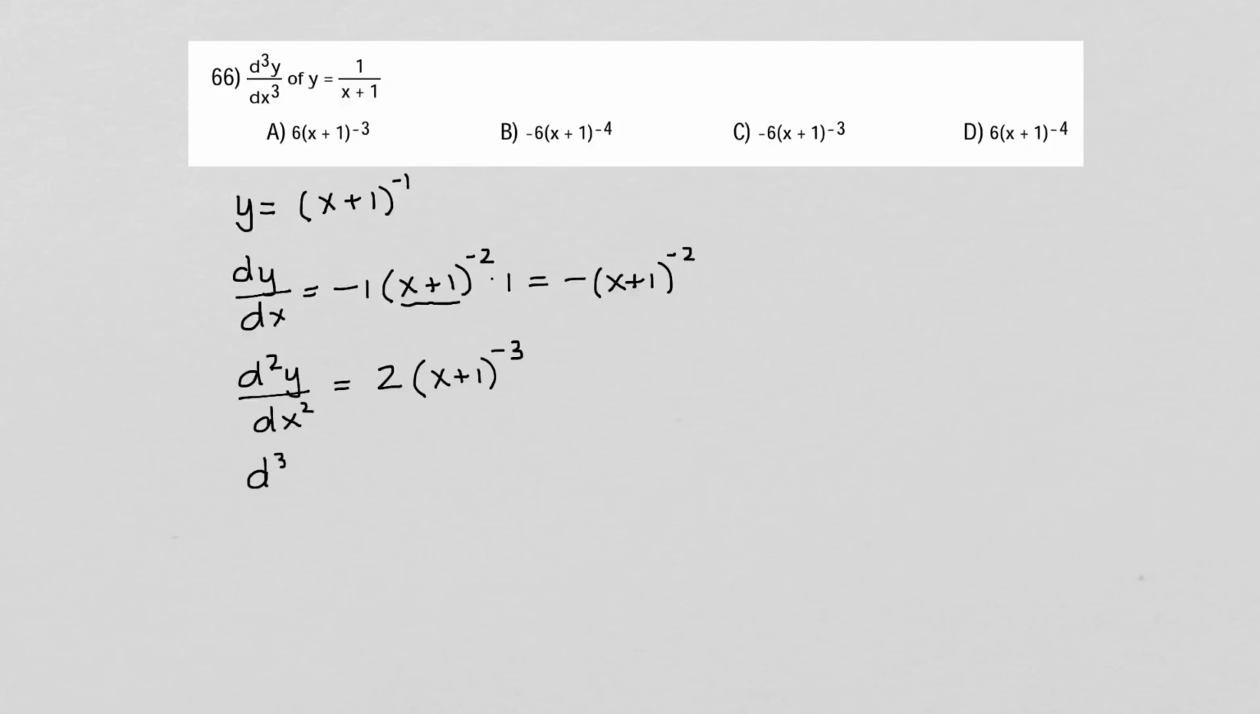So now we're ready to do the third derivative. We're going to find the third derivative, and negative 3 times 2 gives me negative 6 times x plus 1 to the negative 4. And that is my final answer, and that matches up with choice B. Right? Yes. So that is my final answer.